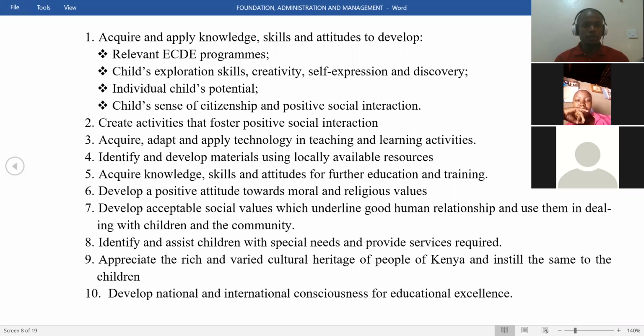So it says, acquire and apply knowledge, skills, and attitude. The three are important because knowledge will guide your skills. And if you know what you're doing, you will have a positive attitude towards the program. So if you lack one of them, you are not completely advancing in the field of study.